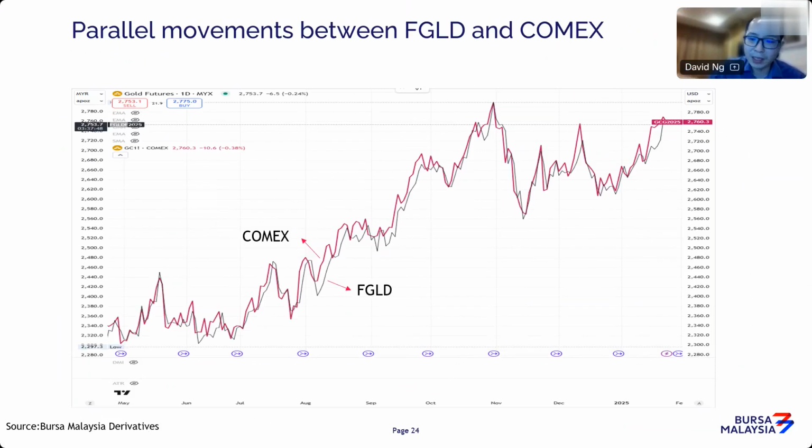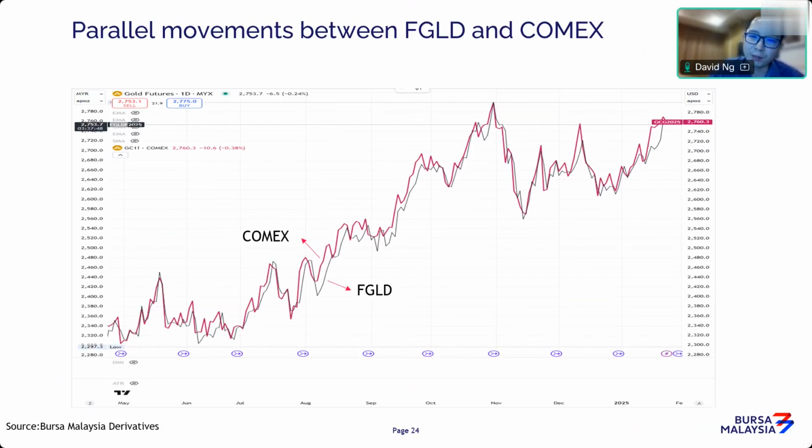Now, so I discussed the key factors that drive the gold market. Now I just want to bring attention to comparing our local gold contract, which is the FGLD, against the COMEX prices. So you can see there's quite a close link. Now, it's not a clear way to arbitrage between both markets, because clearly both contracts are slightly different. There's still a slight difference in the contract, but in terms of dollar to dollar comparison, it's actually quite close.